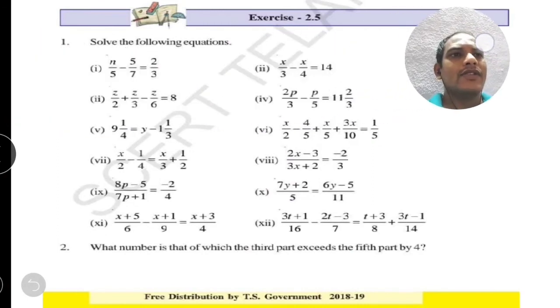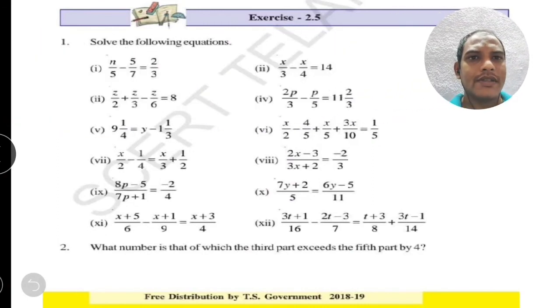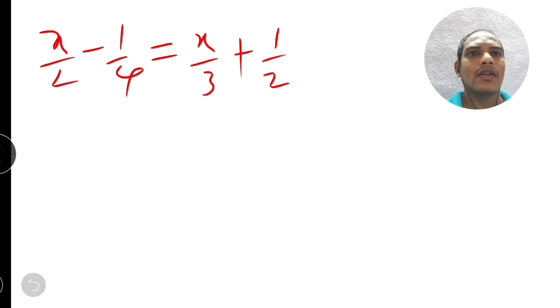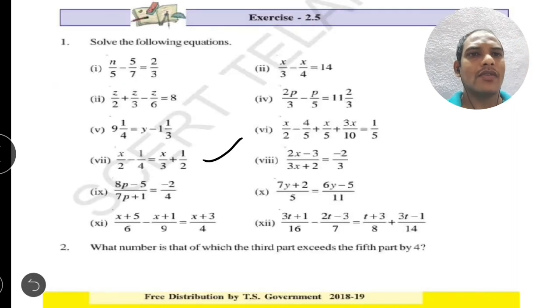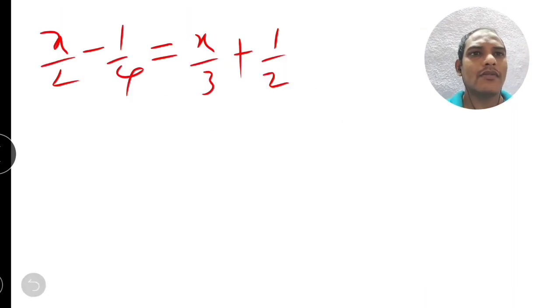So our required answer is 1. So next coming to seventh problem, that is x by 2 minus 1 by 4 equals to x by 3 plus 1 by 2. X by 2 minus 1 by 4 equals to x by 3 plus 1 by 2.